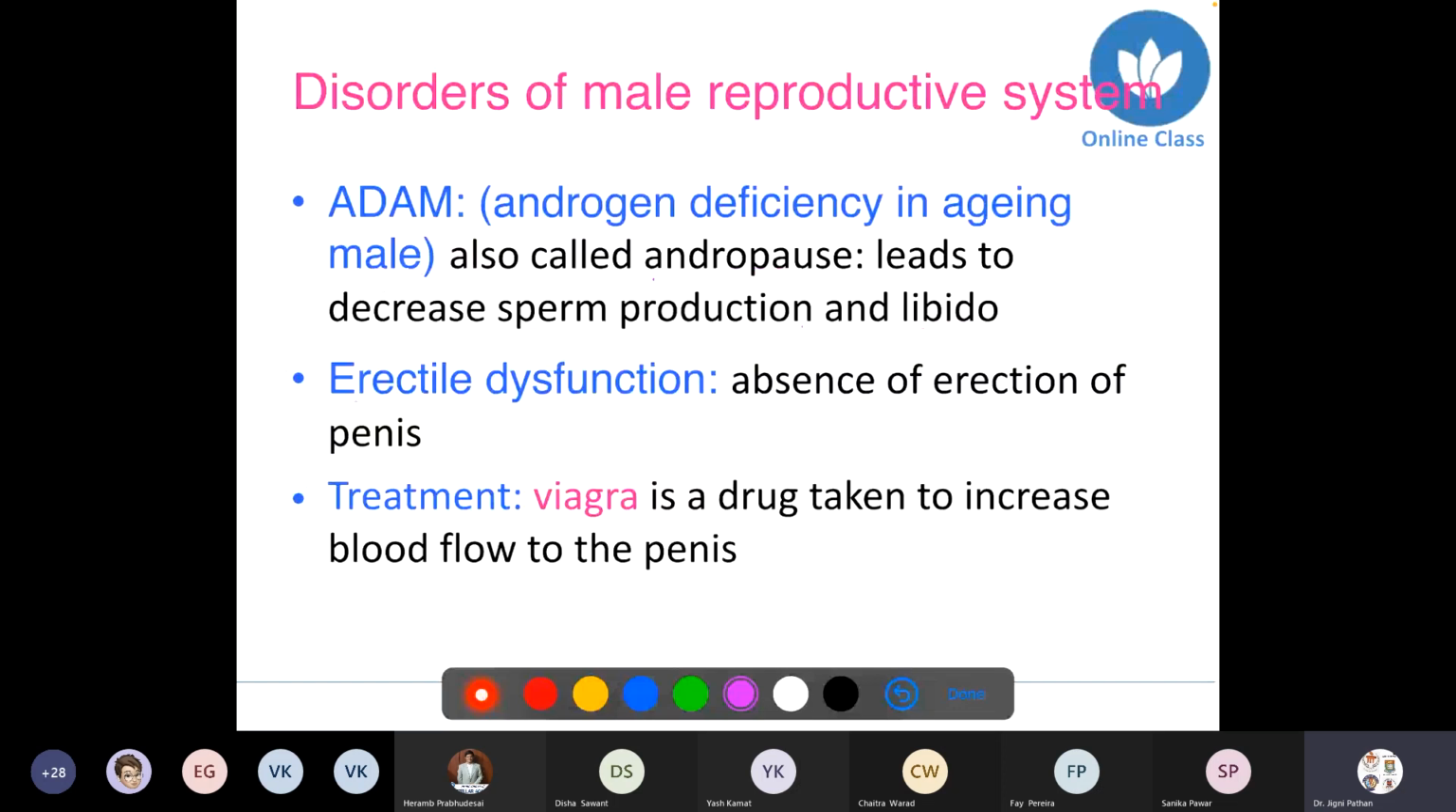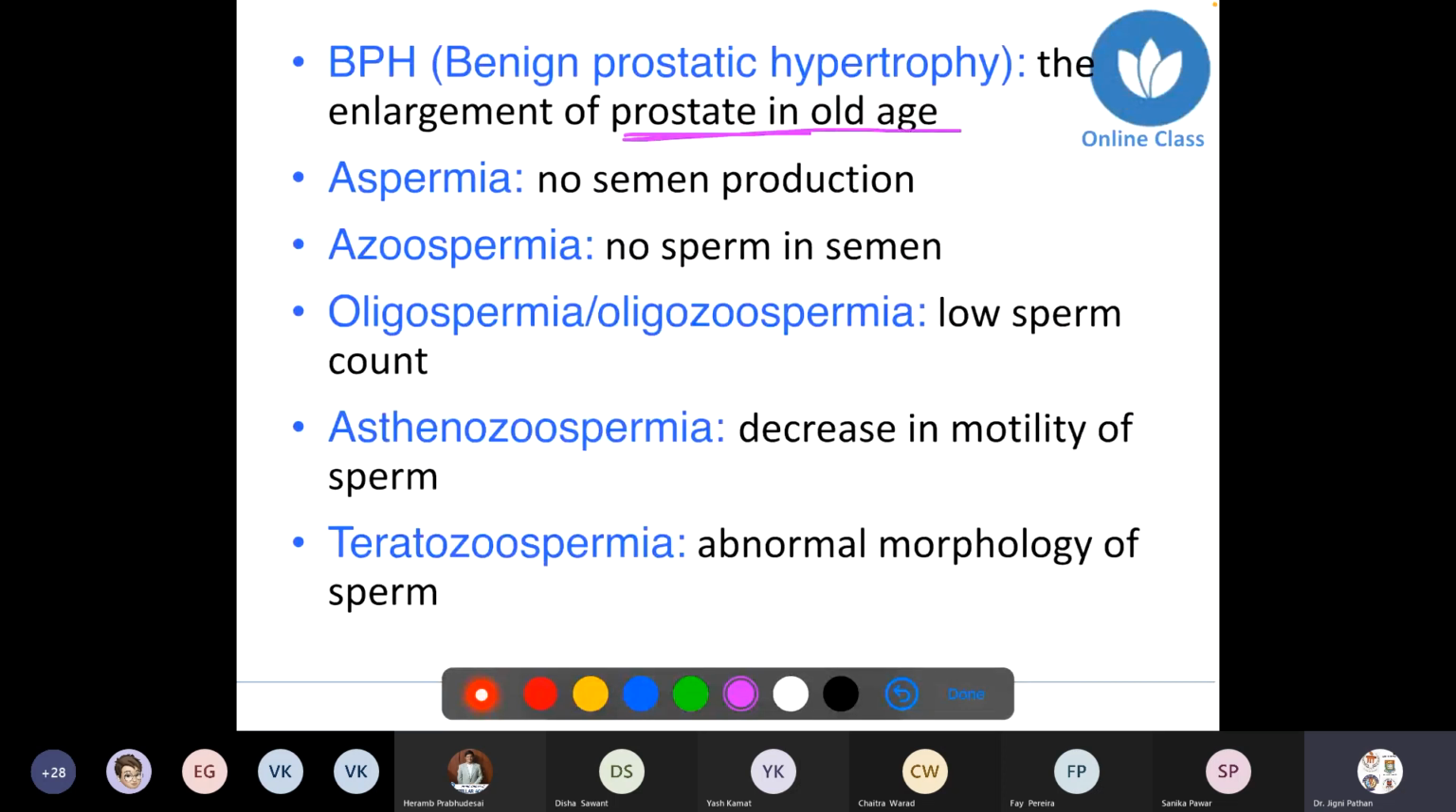Benign prostatic hypertrophy, that is enlargement of the prostate gland in old age. Aspermia means there is no semen production. Sorry, aspermia means there is no semen production. Semen is a collection of sperm and seminal fluids, right? So there is sperm, but there are no secretions from the glands.